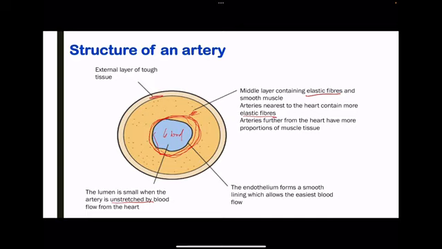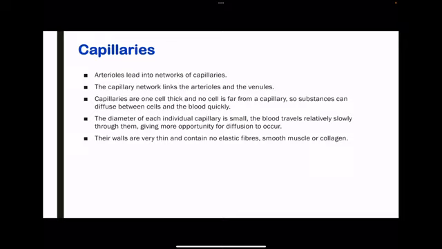When we go to the endothelial lining, this is the layer that is making up the lumen. It is a smooth lining which allows the easiest blood flow, meaning it decreases the friction as it goes through these blood vessels. Moving on to capillaries.